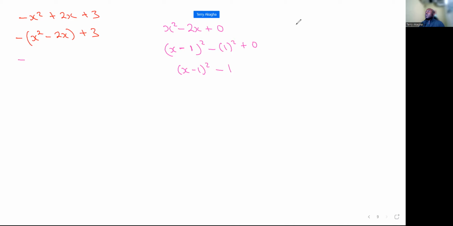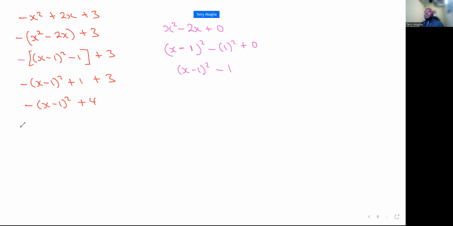So you put it back into this equation. You substitute this x squared minus 2x with x minus 1 squared minus 1. So it's going to give you x minus 1 squared minus 1 plus 3. You open the bracket, it's going to give you minus (x minus 1) squared. Minus times minus will give you plus 1 plus 3. Okay? Then 1 plus 3 will give you 4. So it's going to be minus (x minus 1) squared plus 4.